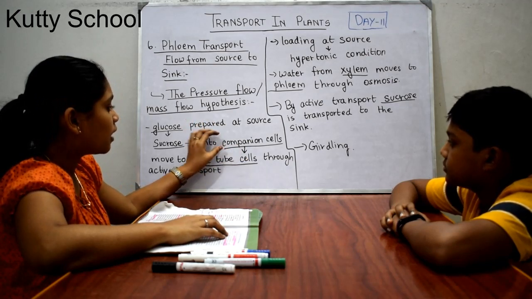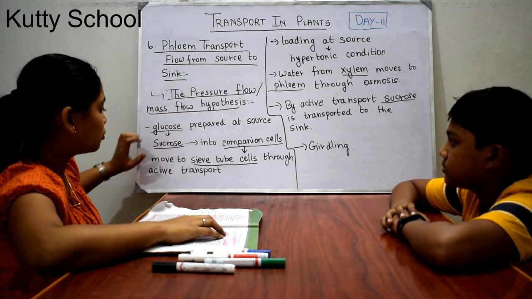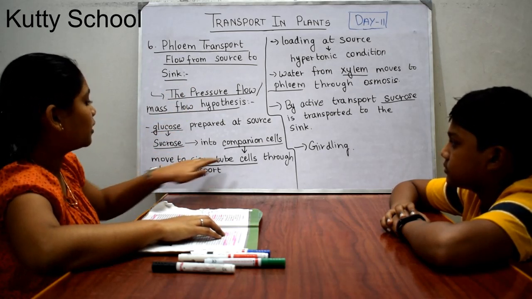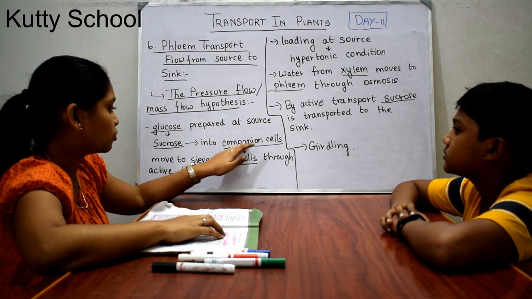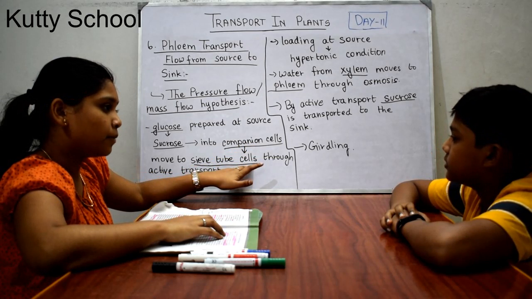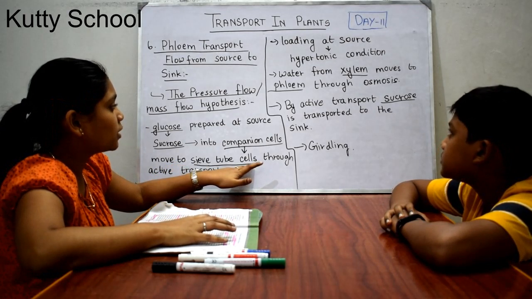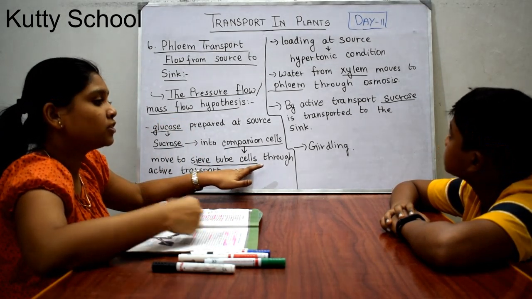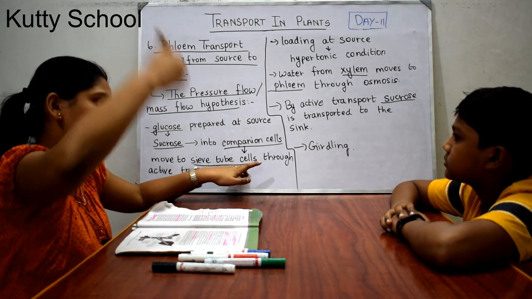After reaching the companion cells, the sucrose enters the sieve tube cells through active transport, which is the use of energy, ATP. After entering the sieve tube cells, since the sucrose concentration is more in the sieve tube cells, it is a hypertonic condition, where the surrounding cells have a higher concentration. Since it is hypertonic, water from the nearby xylem, which is coming up to the stem, moves to these sieve tube cells.